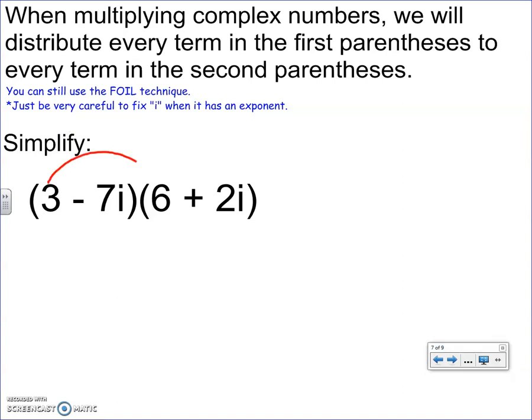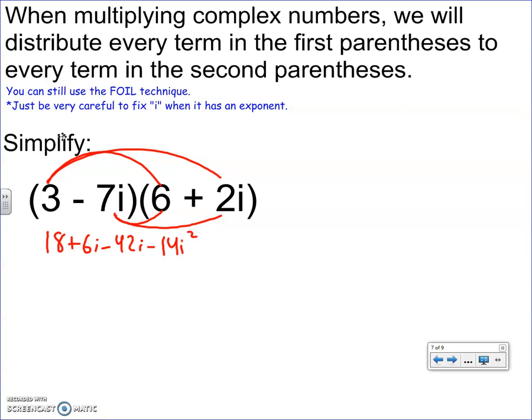So I'm going to do this 3 times both of these. 3 times 6 is 18. 3 times 2i is positive 6i. Then I'm going to do this one. Negative 7i times positive 6 is negative 42i. Negative 7i times positive 2i, that's negative 14i squared. Alright, now I have an exponent.